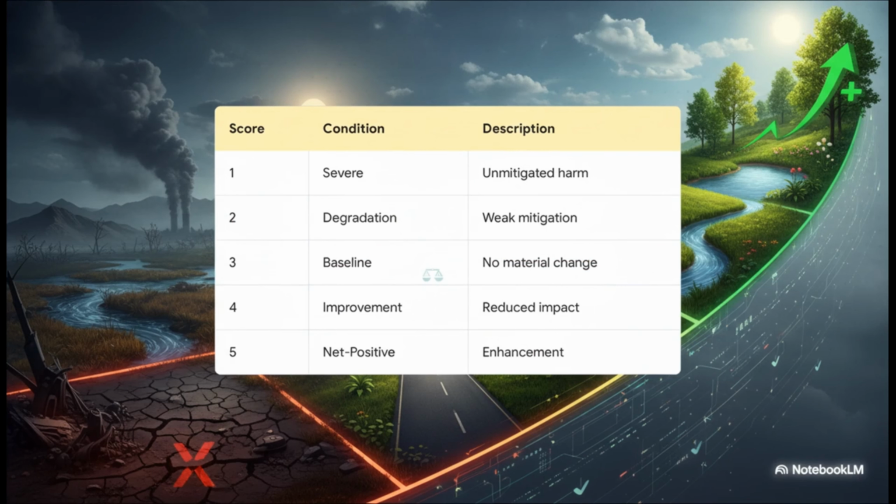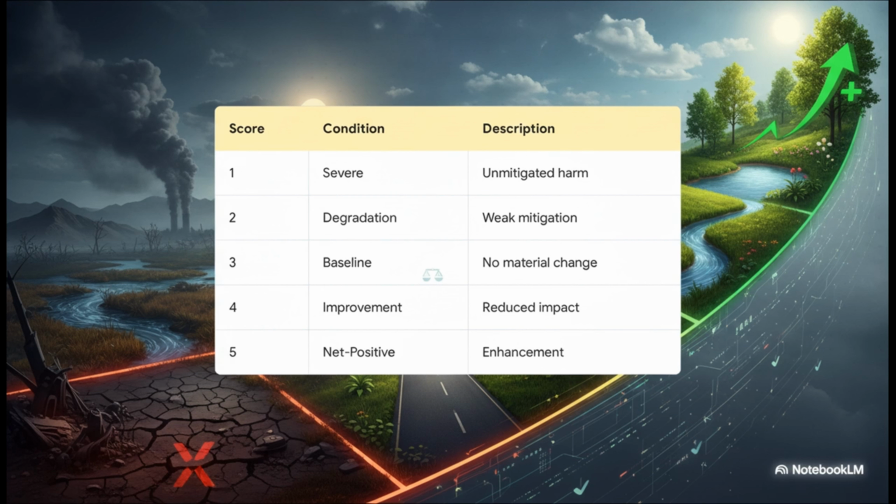When it comes to rating, you're using a super strict 1 to 5 scale. Notice how clear these thresholds are. A score of 1 is severe degradation, meaning significant harm with 0 mitigation. A 2 is degradation. A 3 means you're at baseline condition, so you're not making things materially better or worse. A 4 is a net improvement.